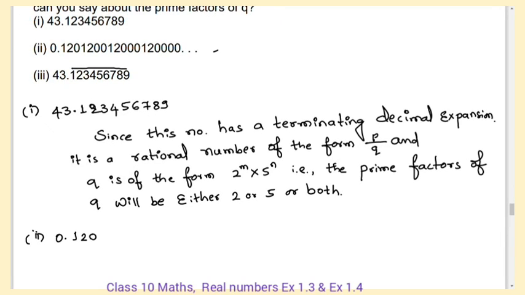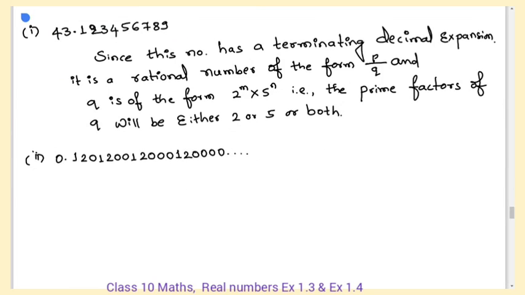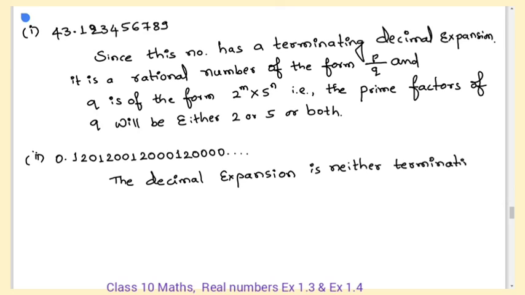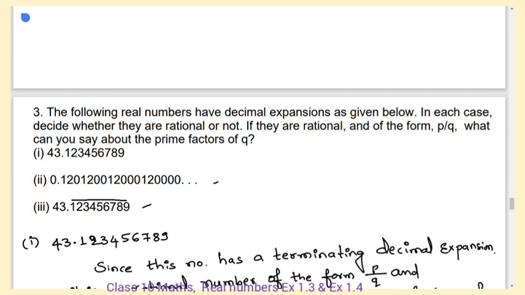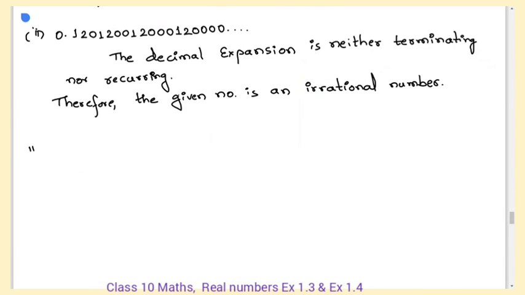Second one, 0.120, 1200, 12000, 1240 and so on. Here the decimal expansion is neither terminating nor recurring. Therefore, the given number is an irrational number because it is neither terminating nor recurring.